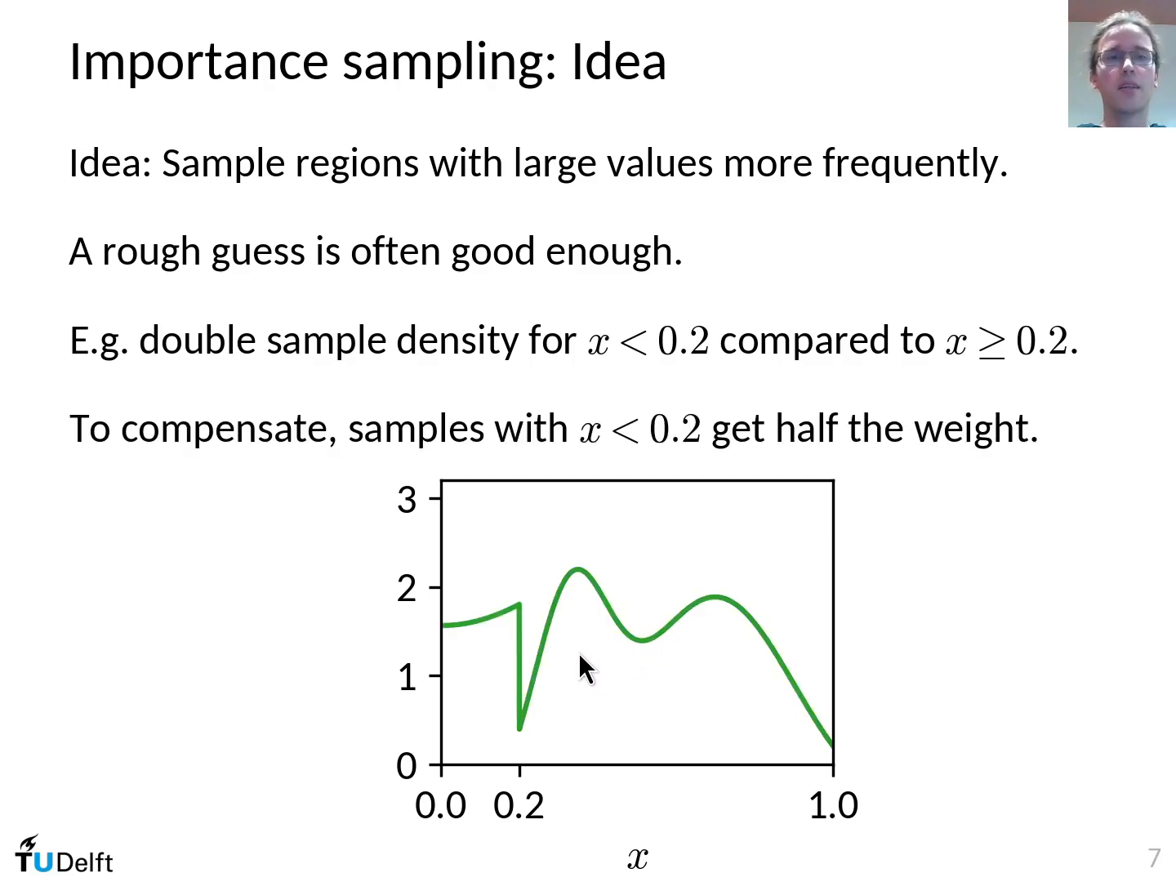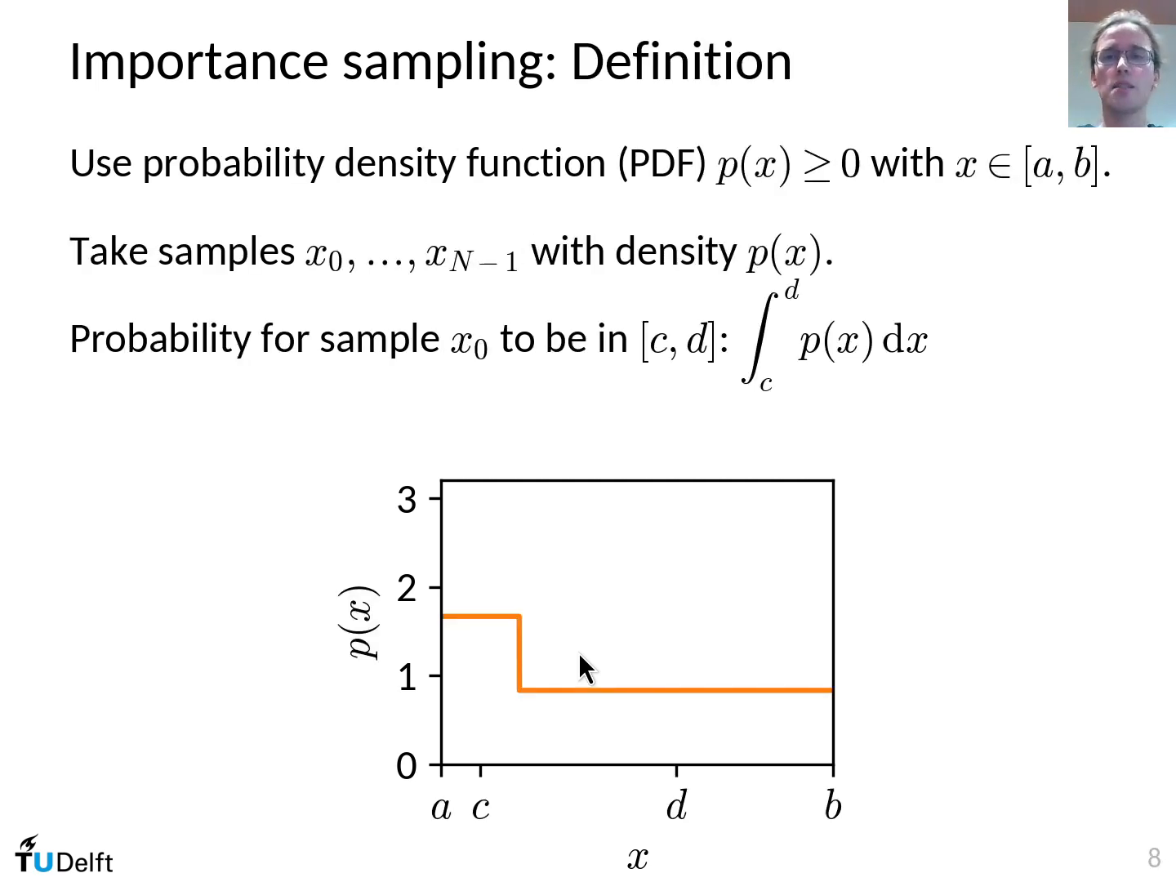And then, of course, we can't just do this and expect our estimate to still be unbiased. So we have to compensate for this sample distribution. To do so, we use half the weight for all of these samples to the left. And then we'll see that this is still an unbiased estimate. So this is the basic idea. Now let's make this a bit more formal.